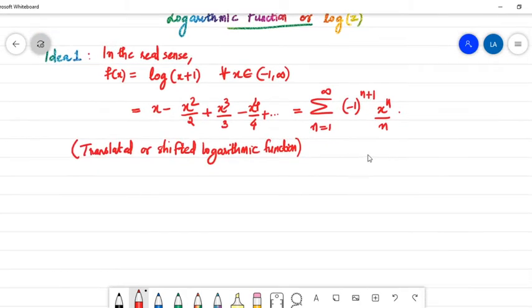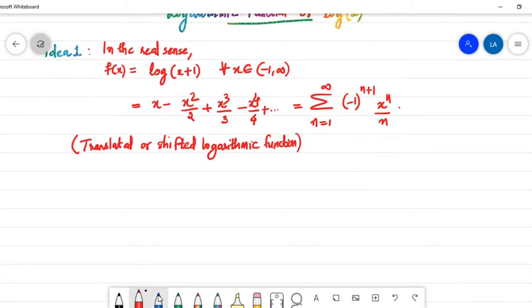So what we are going to do is try to use the idea to define our function in the complex plane, in complex analysis. So I'm taking f of z equal to summation, the same power series: summation n equals 1 to infinity of minus 1 raised to n plus 1 into z raised to n by n.